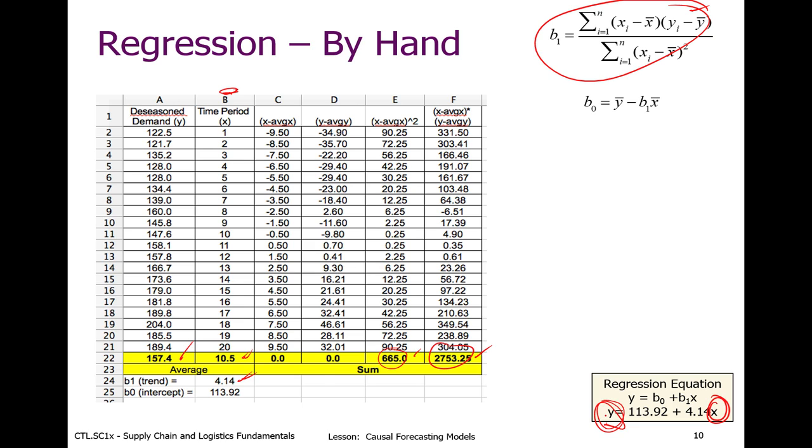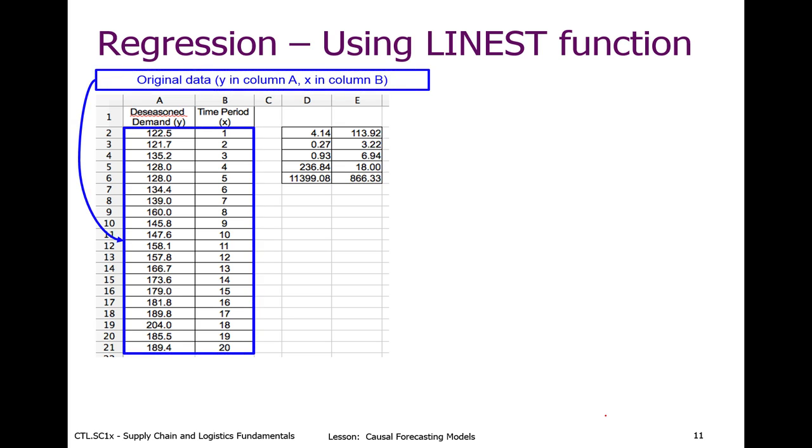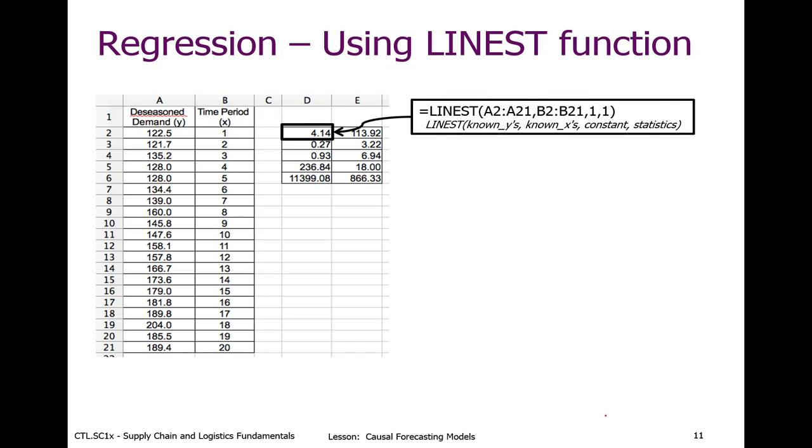Now we could do it by hand, but we want to use a function because it's a little easier. So we're going to use the LINEST function, and this is available in both LibreOffice and in Excel. So I've got the same data in column A and in column B. And what I'm going to do in cell D2, I'm going to put this function in, and it's the LINEST or line estimate, and I've got 4 parameters. The first parameter, which is A2 to A21, is all of the known Y's.